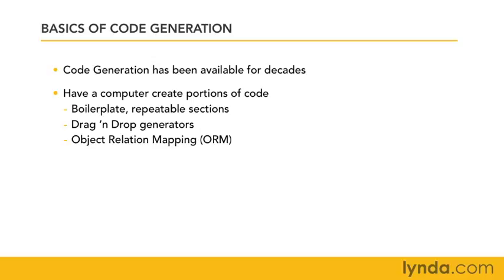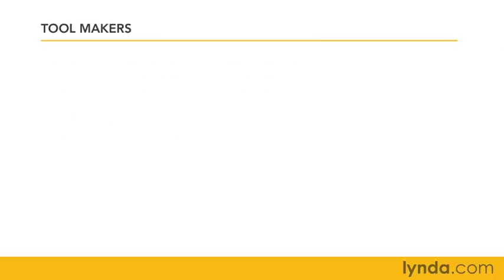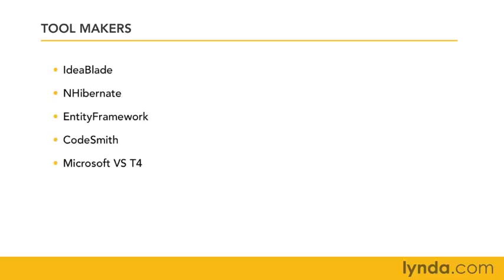Another popular use of code generators is in Object Relational Mapping tools, or ORM. ORM tools take the tables and other constructs inside a database and turn them into language objects. There is an active community of third-party vendors making code generation tools. Here's a list of some of the code generators on the market.